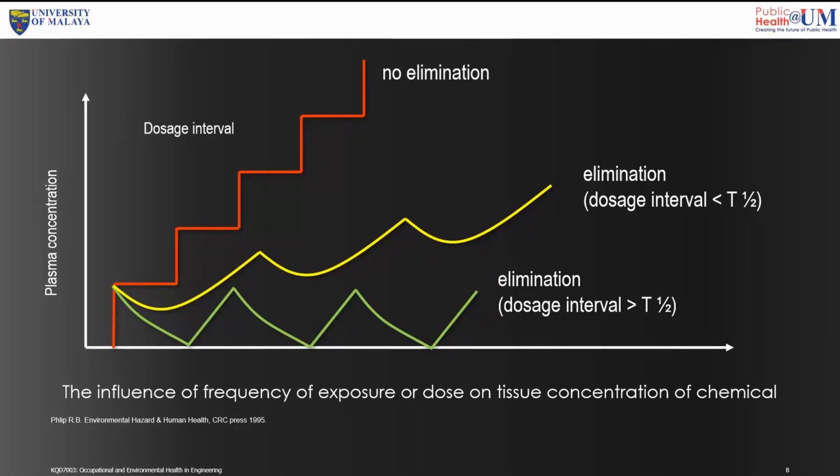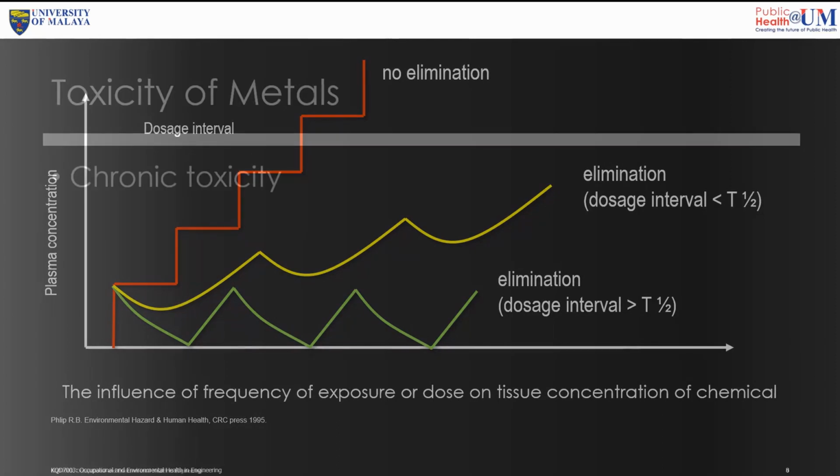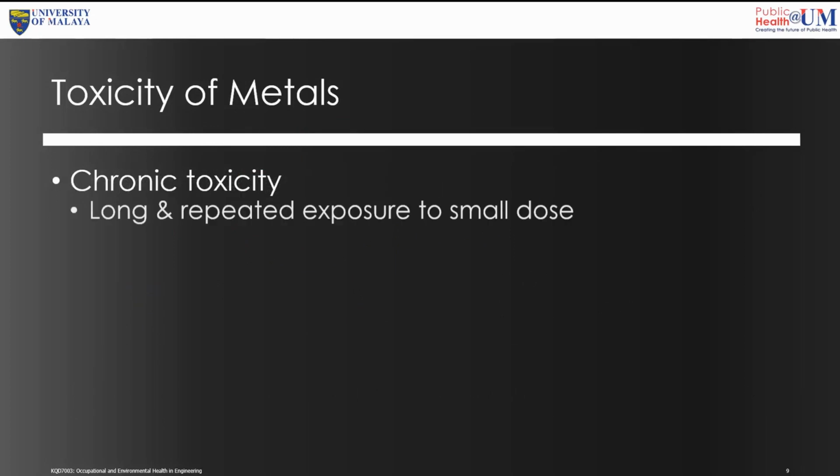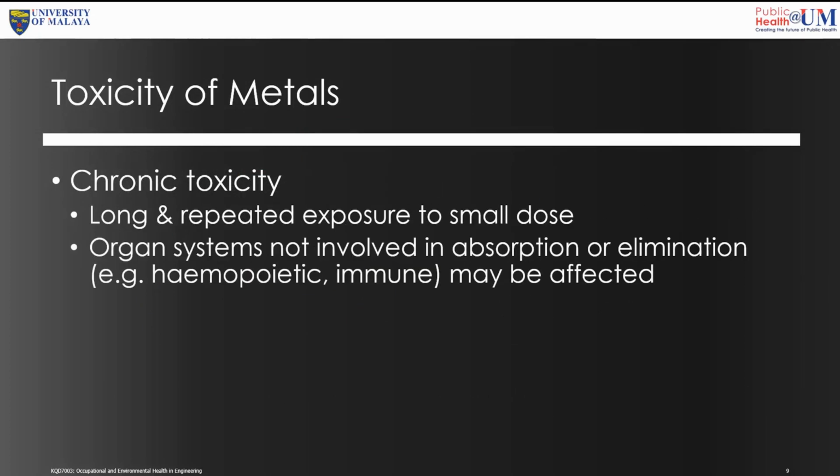When we talk about chronic toxicity, there's a long term. Usually we focus more on other areas where the chemicals are being stored. So chronic toxicity means long and repeated exposure to smaller doses. The organs involved usually are not those of absorption or elimination, but other systems like the hemopoietic or blood system and the immune system, which may be affected. Sometimes the neurological system can also be affected, like your brain, the central nervous system, or your peripheral nervous system.